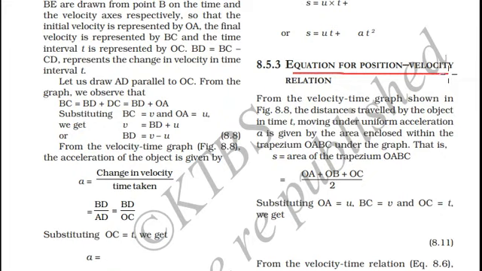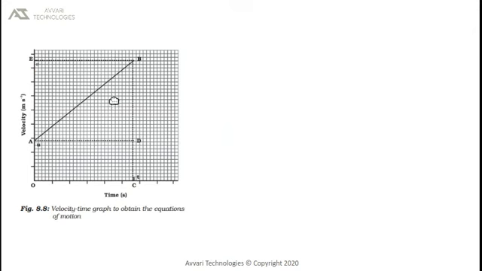Equation for position velocity relation. There is one more way of calculating the total distance traveled. Instead of calculating the area of this triangle and the area of this rectangle, we can calculate the area of this trapezium or trapezoid.